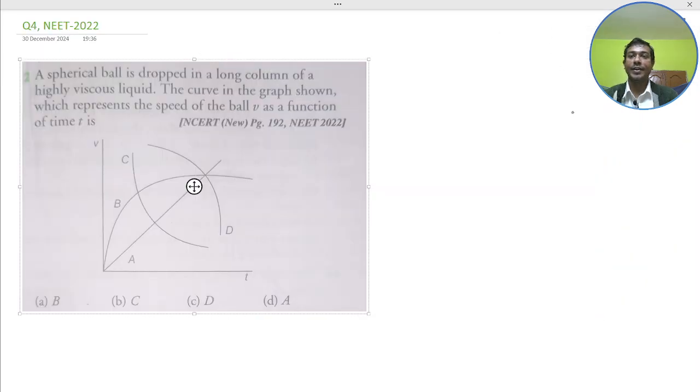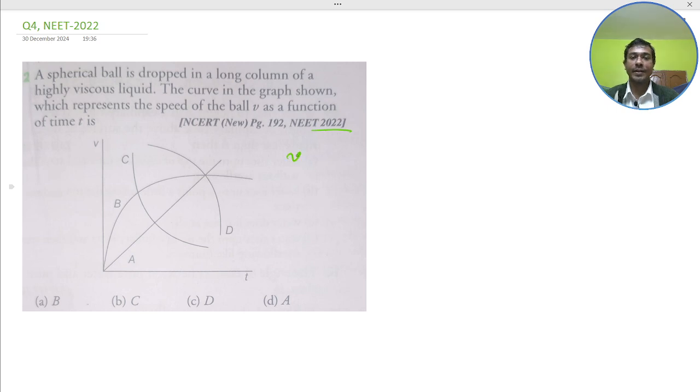That's coming in NEET 2022, recent type of questions. A spherical ball is dropped in a long column of a highly viscous liquid. The curve in the graph shown is in this. Which one of these represents the speed of the ball as a function of time?